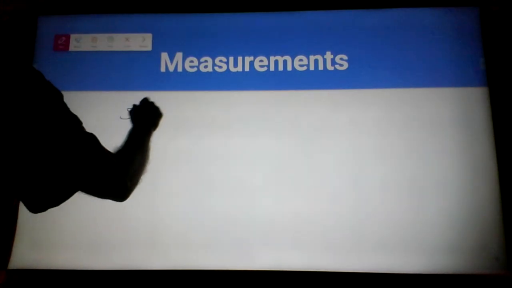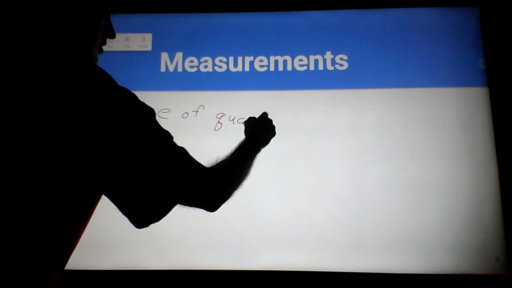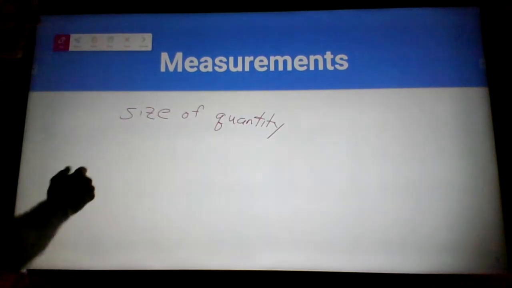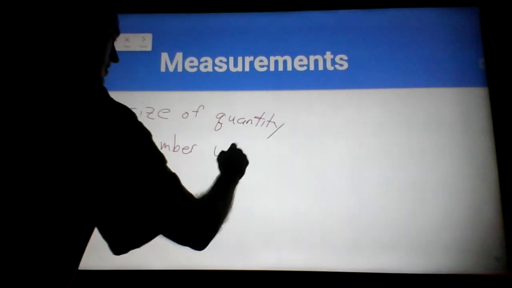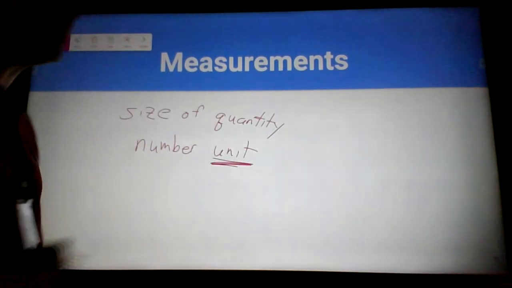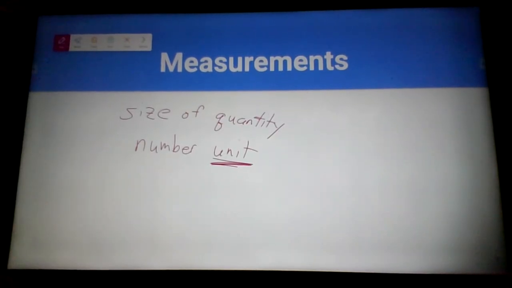Ready? All right, now, start getting a little bit mathematical here. What is a measurement? What do you think of when you see the word measurement? These things tell us the size of some quantity. They're going to involve both a number and a unit. And I'm emphasizing unit. In this class, to get full credit, you have to give me the correct units in your answers.